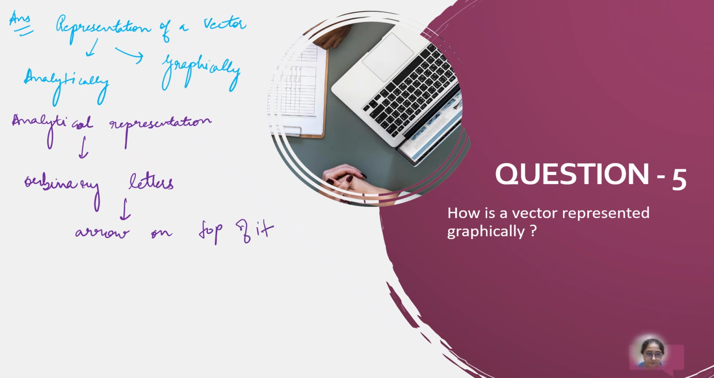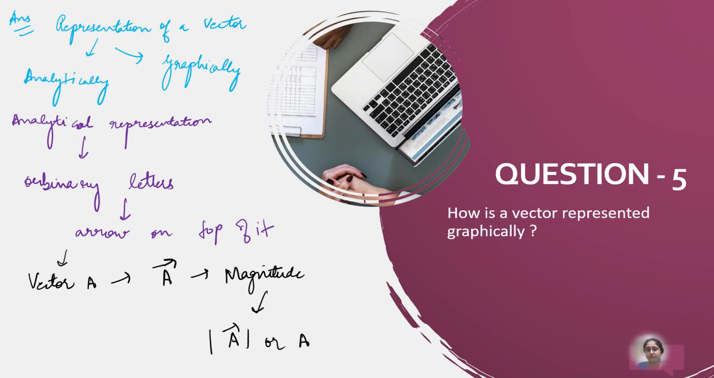For example, vector A is represented by this symbol, and its magnitude is written as mod of A or simply the letter A. Now we will see graphical representation of vector.